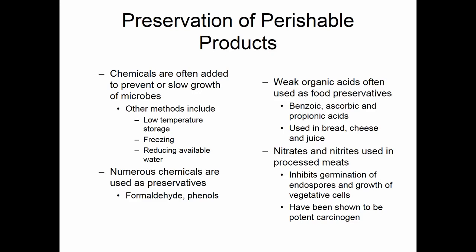Nitrates and nitrites are used in all kinds of processed meats. All you gotta do is look on the package. The reason we do that is because it inhibits germination of endospores. It also inhibits growth of vegetative cells. So all of these processed meats can be sitting for a certain amount of time. Adding in all of those preservatives helps to increase the shelf life here. Important to note, those have been shown to be a fairly potent carcinogen. So you kind of have to balance the amount of nitrates and nitrites.